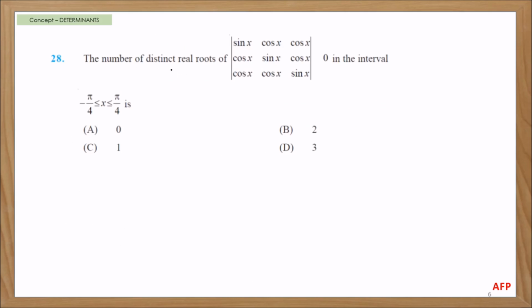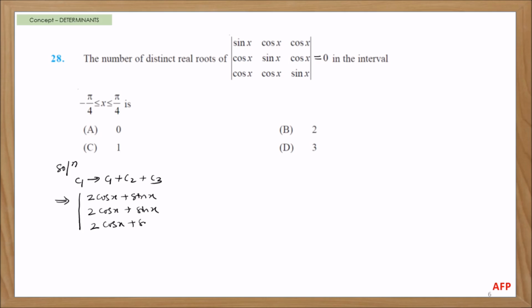Next, okay, number of distinct real roots of this after expansion, and they should lie in this interval. Solution. So for this determinant, you can see in each row 2 cos and 1 sin is there. So c1 we can write it as c1 plus c2 plus c3. So this implies 2 times cos x plus sin x, here also 2 times cos x plus sin x.